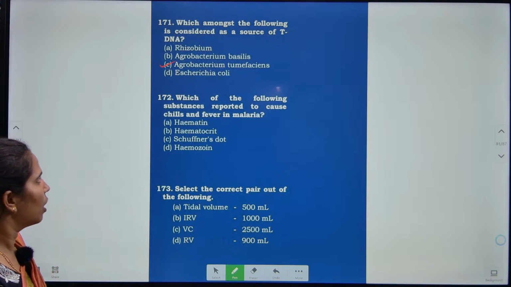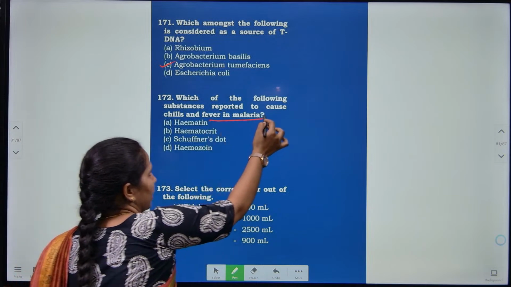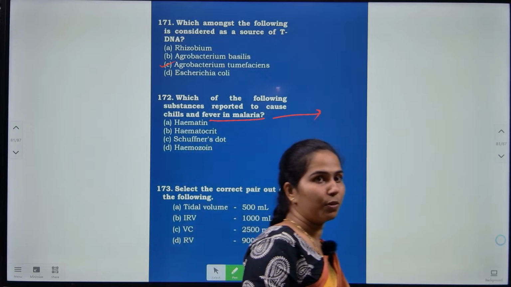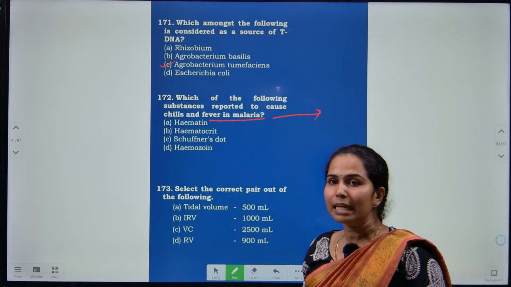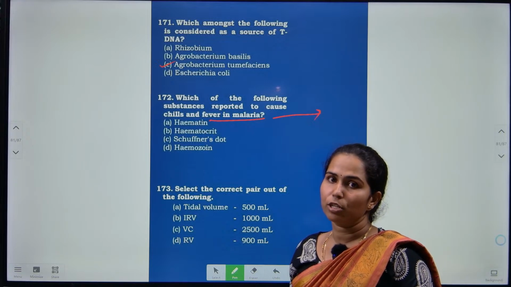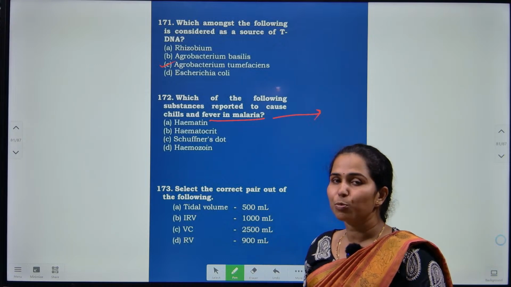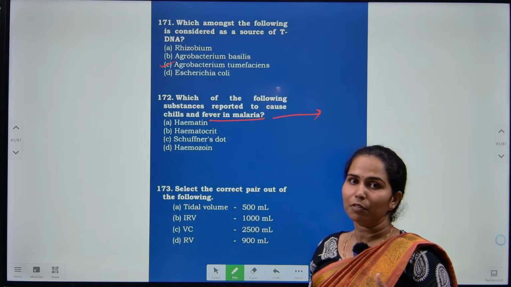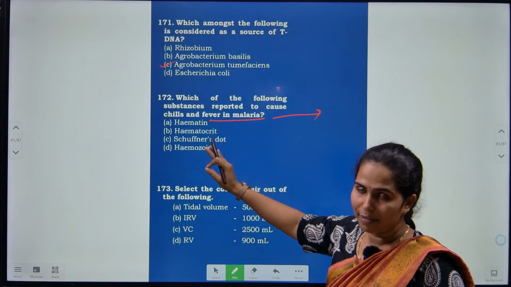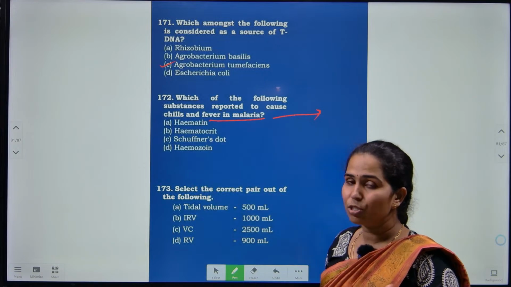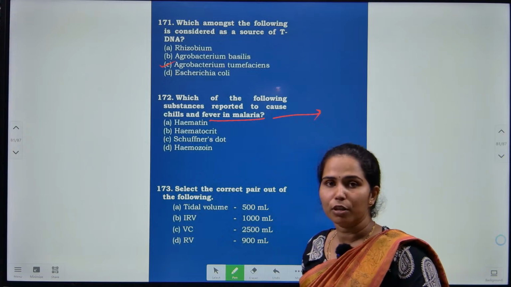Next question. Which of the following substances is reported to cause chill and fever in malaria? Now this question was asked in the CET question paper, previous year 2025. The malignant species of Plasmodium was Plasmodium falciparum. That is the malignant one which leads to death of the person. And malaria is caused by Plasmodium vivax, and it is transferred from person to person through a vector called the female Anopheles mosquito.